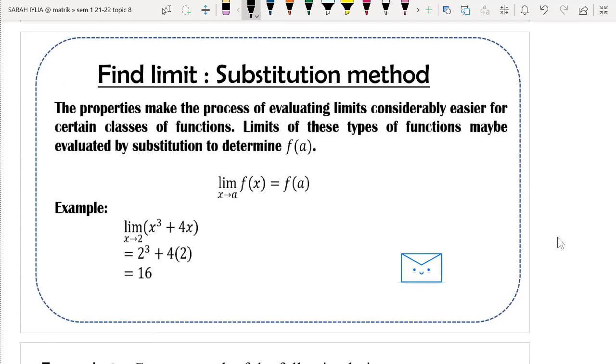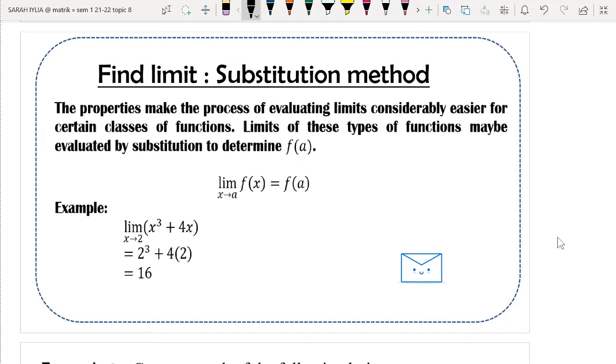We'll proceed with the second part of finding limit. So in order to find limit, always use the substitution method. That's the only way you can find limit. Just directly gantikan nilai limit dalam function yang ada.